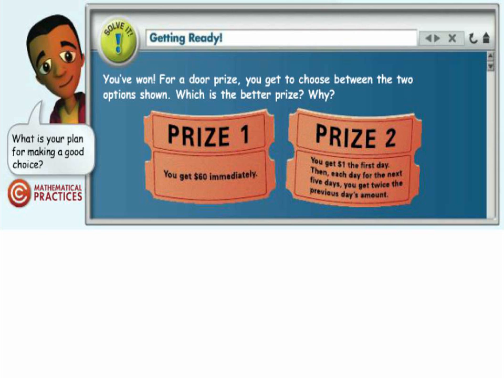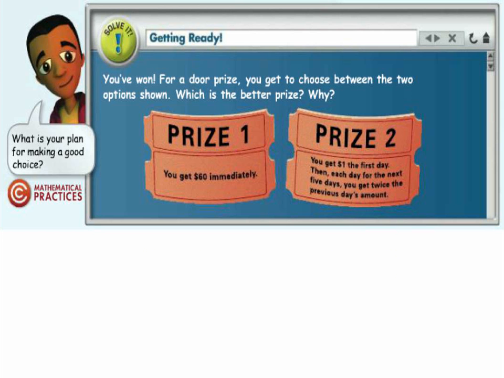So here we go. We got a nice little getting ready problem. So you've won a door prize. You get to choose between the two options shown, which is the better prize and why. So prize 1 tells me I get $60 immediately. Prize 2 allows me to get $1 for the first day, and then each day for the next 5 days, I get twice the previous day's amount. So I would get $1 on the first day. The next day I would get twice that, which would be $2. The day after that I would get $4, which is twice $2.